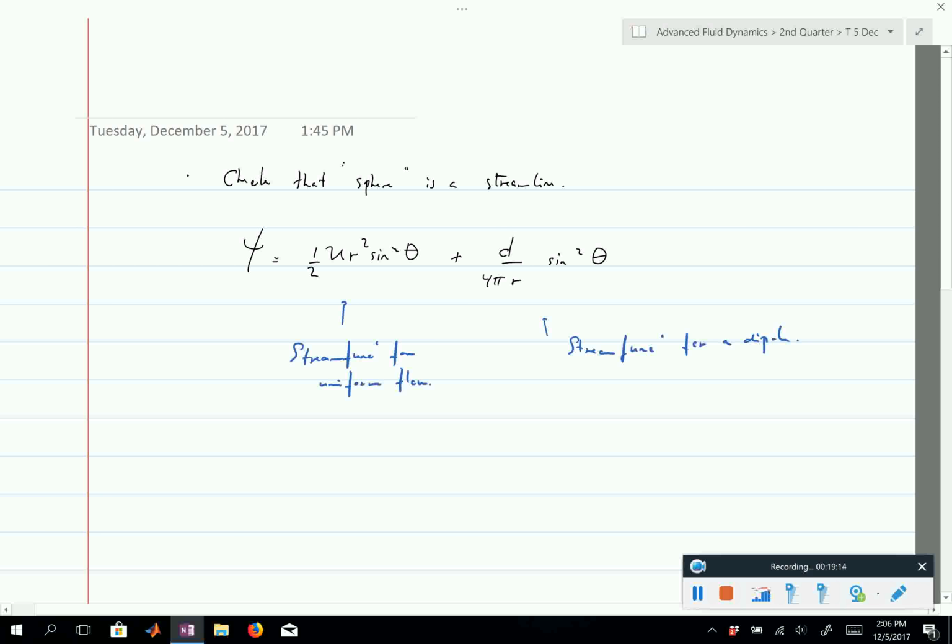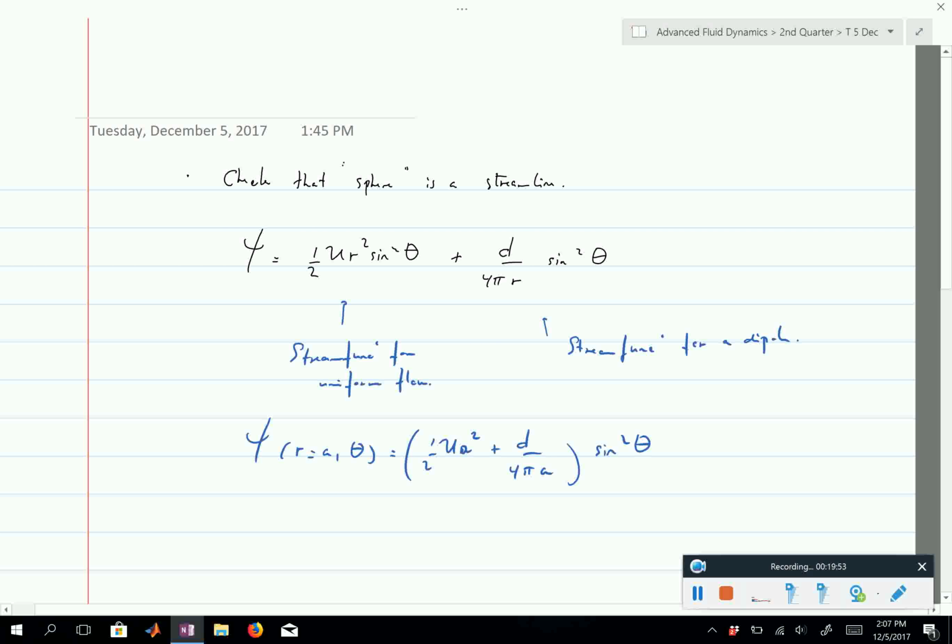And you would want, of course, the surface of the sphere, so this is represented by r equals a constant a. So let's look at what the stream function at r equals a and at any given theta is equal to 1/2 u a squared plus d over 4 pi a times sine squared of theta. And if we want this to be a constant regardless of theta, the sine squared theta is always going to vary with theta, so we need this constant here to be equal to 0.